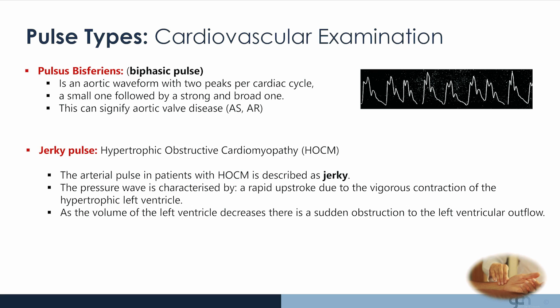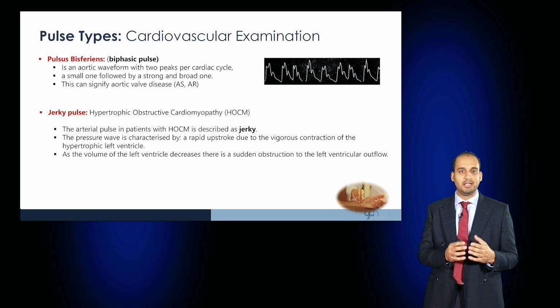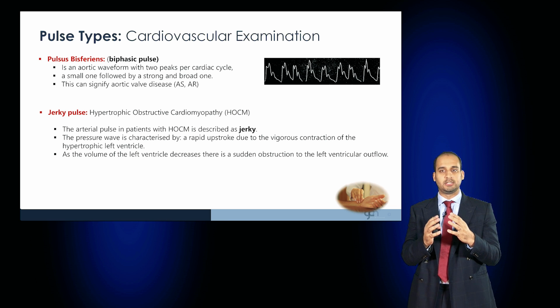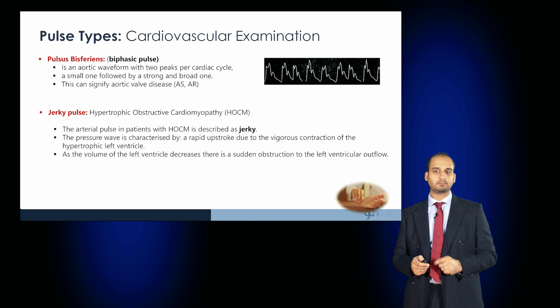A jerky pulse is classically seen in hypertrophic obstructive cardiomyopathy, and this is where the pressure wave is characterized by a rapid upstroke due to the vigorous contraction of a hypertrophic left ventricle, and then as the volume of the left ventricle decreases, there's a sudden obstruction to the left ventricular outflow tract, and that results in a jerky pulse.